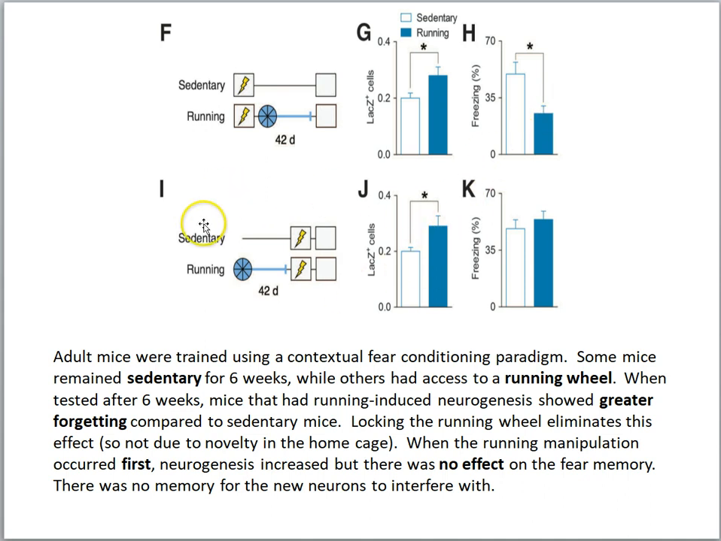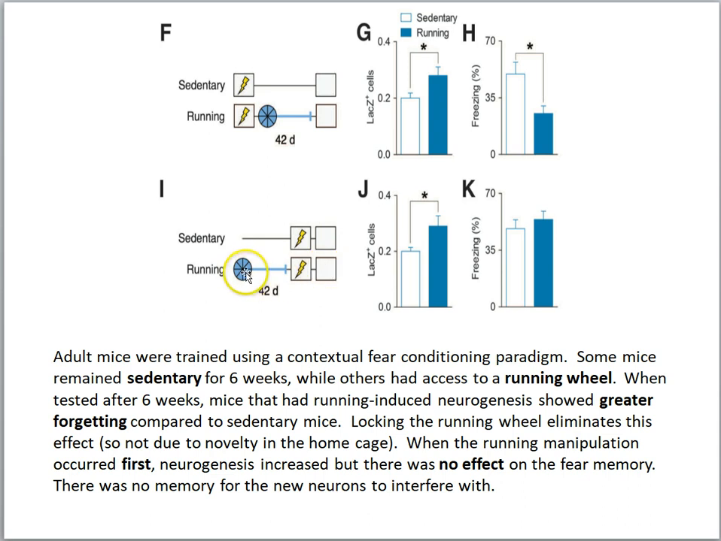Now, interestingly, they went on to reverse the order of the exercise and the training. So take a look at this paradigm down here. We've got the two groups, the sedentary and the running mice. The sedentary mice are just sedentary for 42 days. The running mice are able to do exercise for the 6 weeks here, and then they're trained. So they're both going to be trained after a period of sedentary behavior or exercise. Then they're trained and 1 day later tested.